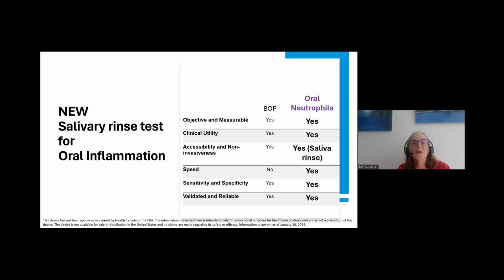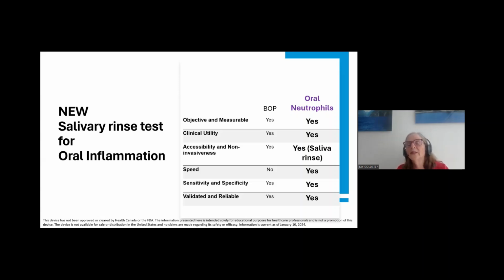So we have the salivary rinse for oral inflammation. It is yes for everything. Bleeding on probing is objective and measurable, yes. It has clinical utility. Accessibility and non-invasiveness, I would say that it is accessible, but I'm not sure it's that non-invasive. I think bleeding on probing is actually invasive. Here I say that it isn't, but it is a problem in terms of invasiveness. In terms of speed, bleeding on probing is slow.